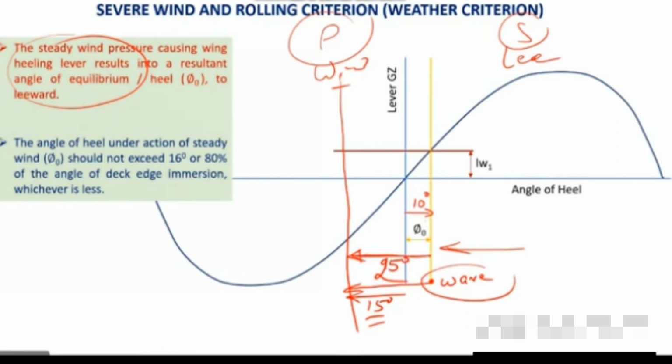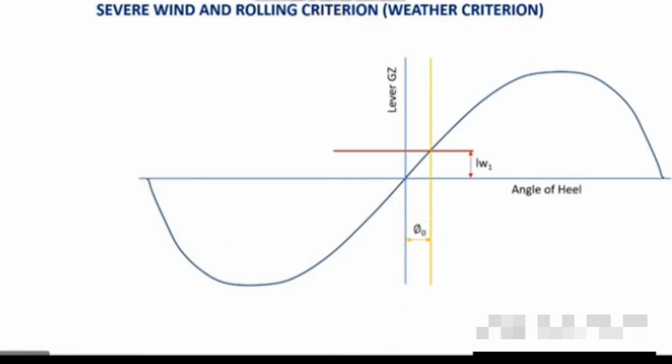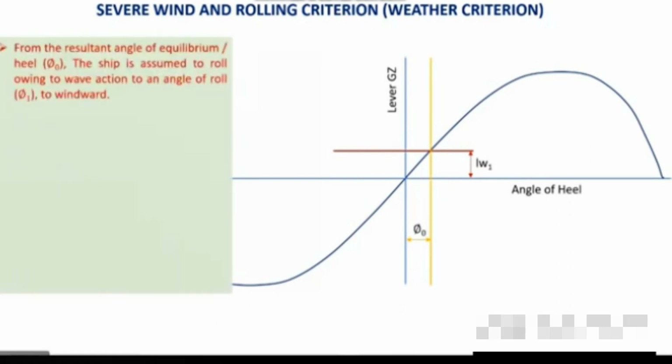Now they are saying as the vessel reaches this limit. So first let's talk about this one. That means the vessel is now excited by the wave. Now this is what you need to write. From the resultant angle of equilibrium phi 0, which is there on the diagram, the ship is assumed to roll due to wave action to an angle of roll phi 1 to port side. That means from this condition, under the effect of wave action, the ship rolls through phi 1 into the wind, into the windward. Understood, guys? This is phi 1 and this is what it goes to under the action of the wave.